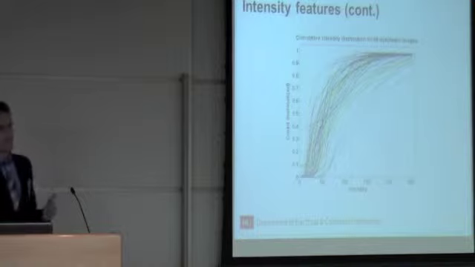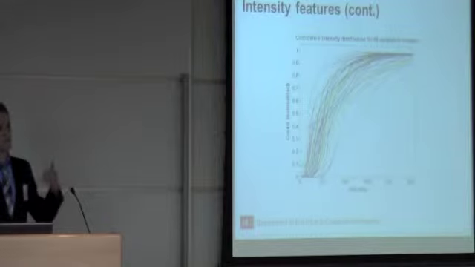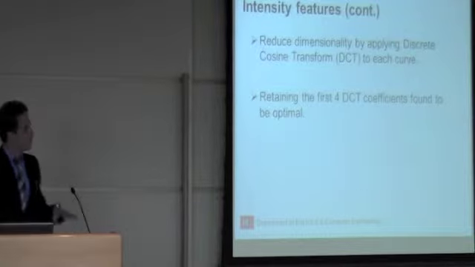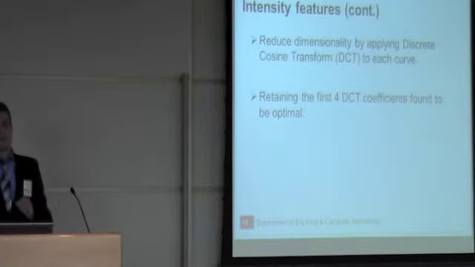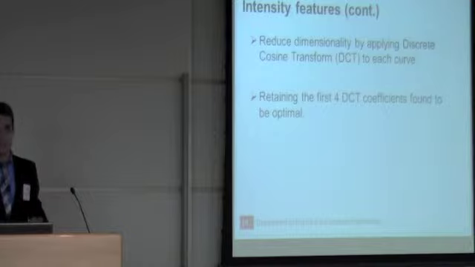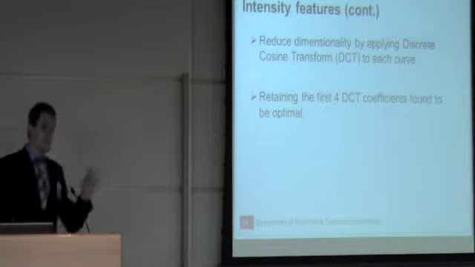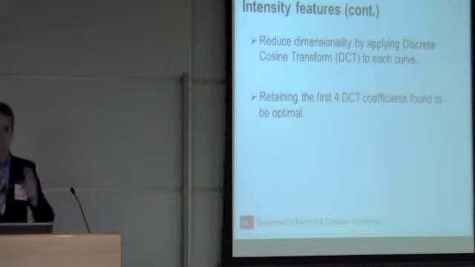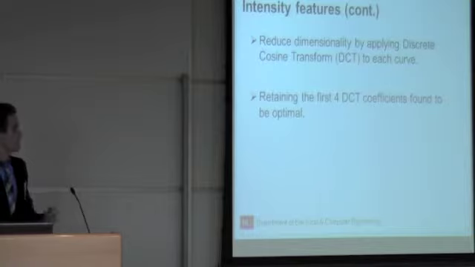So it seems like a good feature, but there are 256 points here for each curve. So it is of interest to perform dimensionality reduction. In order to perform dimensionality reduction, the discrete cosine transform, DCT, was applied to each of these curves. And it was found that retaining the first 4 DCT coefficients can preserve the distinguishing trends and at the same time provide good classification performance, as I will show later on in the presentation.